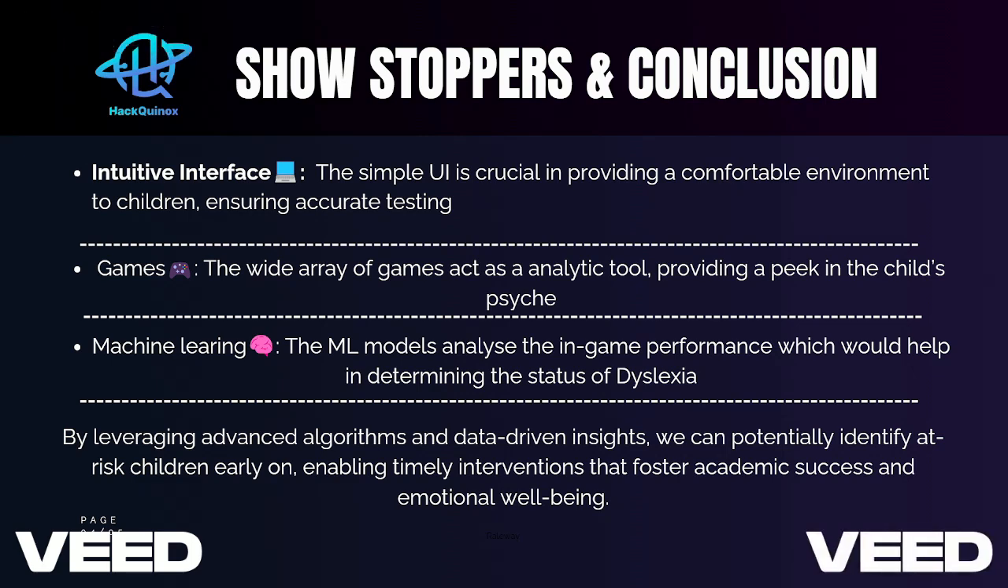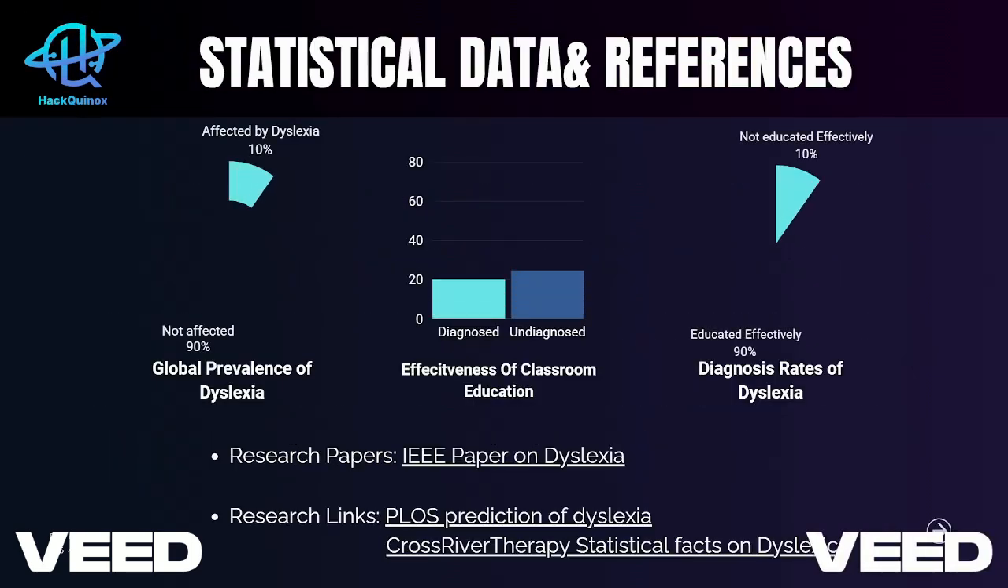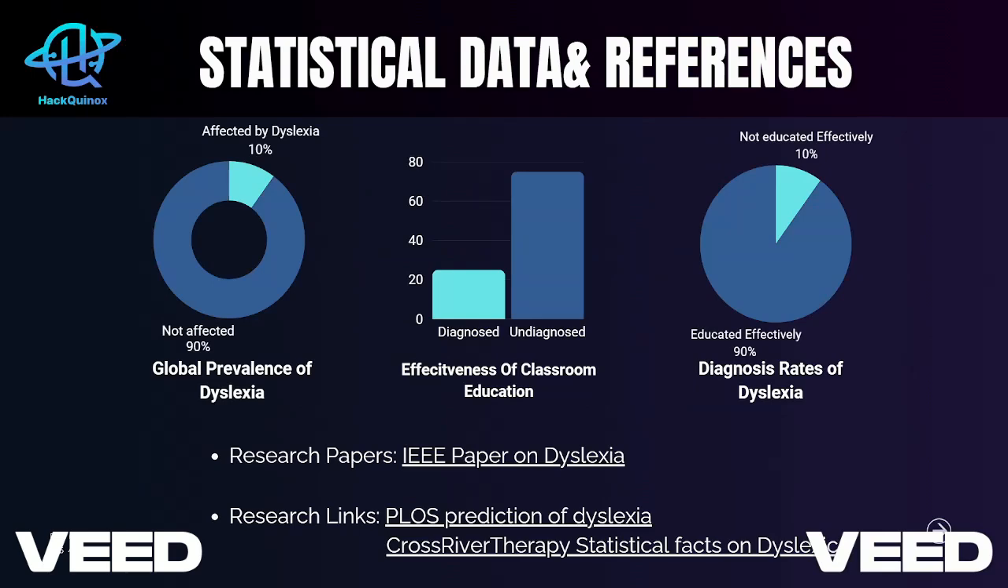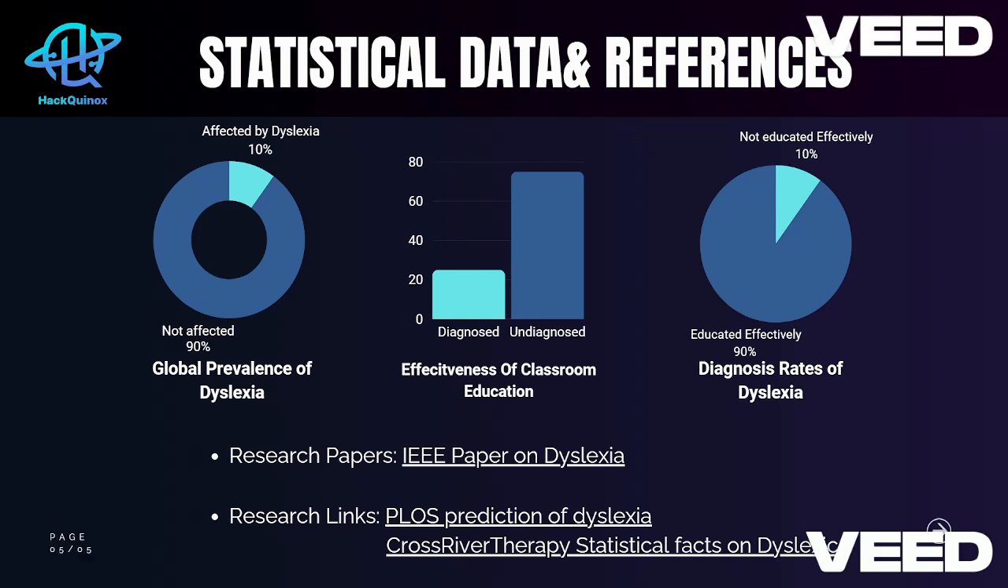In summary, dyslexia affects millions, but early detection can transform lives. With our app, we aim to provide a fun and accessible solution for identifying potential symptoms, paving the way for timely support. As provided in the research paper by IEEE, 1 out of 10 children are affected by dyslexia, but only 20% of them are diagnosed effectively, and only about 10% are educated on this topic.